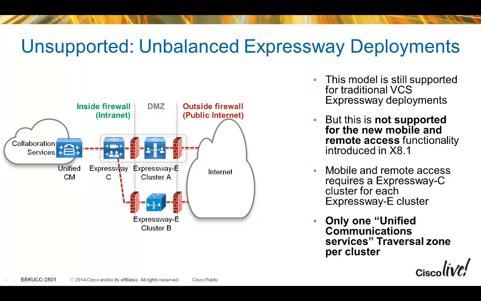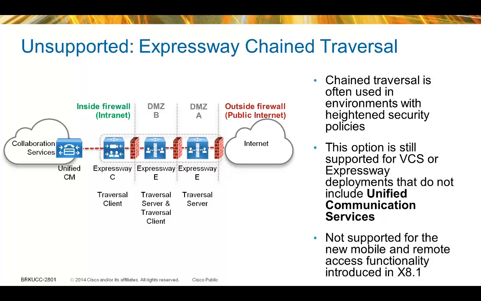All right, so unbalanced. We used to support this a lot with VCS deployments. It's not something that you want to do with Expressway MRA. For every Expressway E cluster, you want to have an Expressway C that goes with it. You don't want to have multiple Es going back to one C. So that's one thing that's not going to work well for MRA. The other thing that we used to see in some high security environments was multiple VCS-Es in a chain, traversing several firewalls. You can still do this on Expressway if you're just doing B2B video, but as soon as you want to use some of these unified communications features, this is going to break down. So you don't want to do this if you're doing MRA.